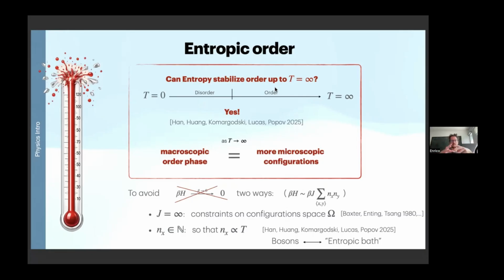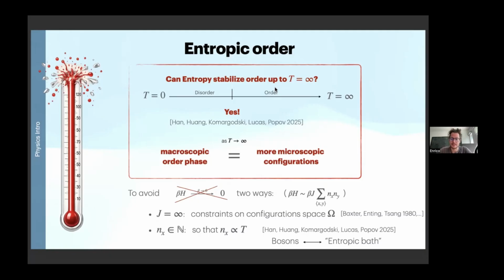Why is this happening? The main message is this one: as temperature increases, the macroscopically ordered phase corresponds to many more microscopic configurations, hence more entropy. And so in this kind of system, and this is a very peculiar system, the system prefers to order macroscopically because in this way it is able to access a lot, a lot of microscopic configurations.